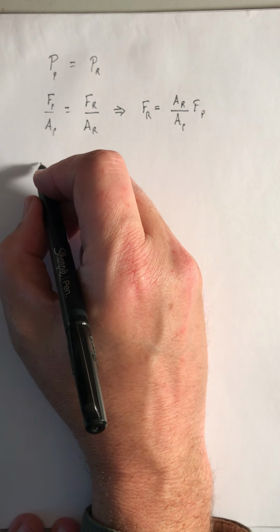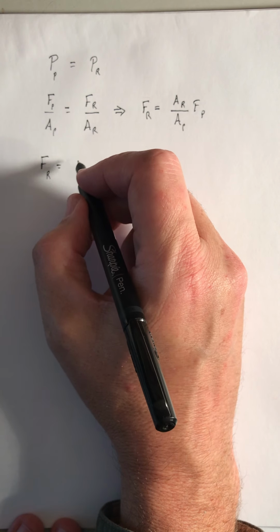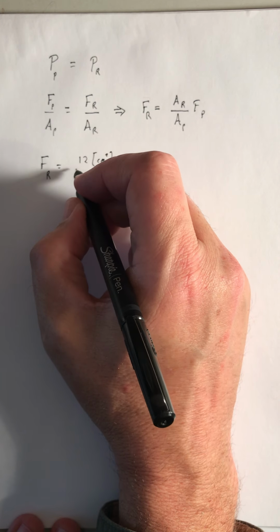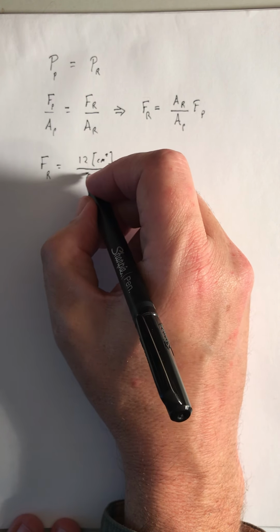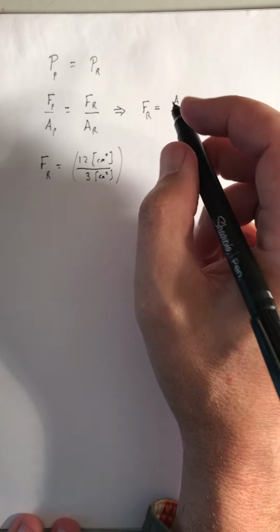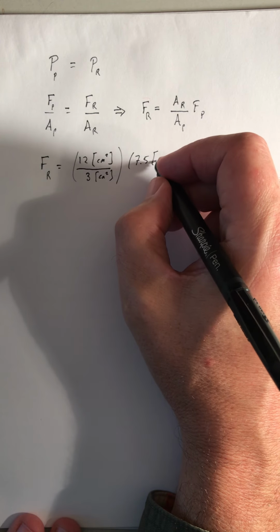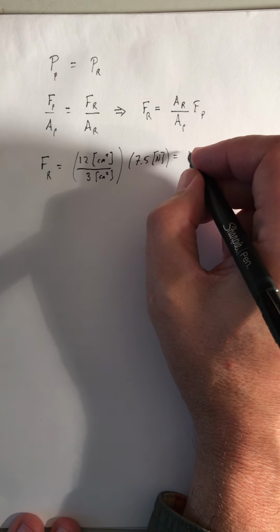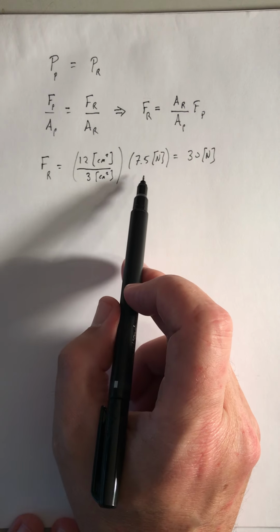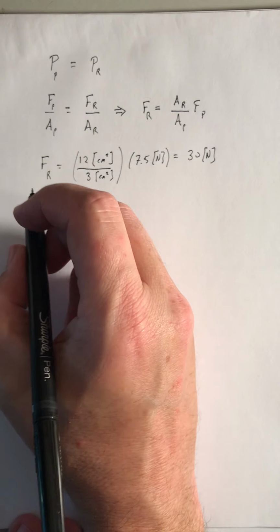Alright, so putting in numbers from the problem in the plug and chug stage. It's the ratio of areas, so I'm not going to worry about converting to MKS because it cancels out anyway. So the force exerted at the pedal, 7.5 newtons, gets magnified to 30.